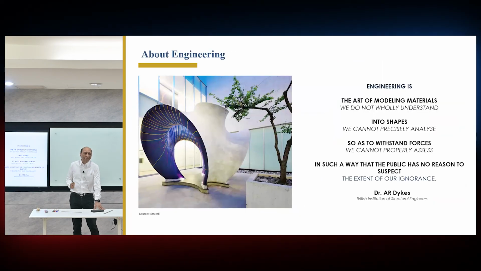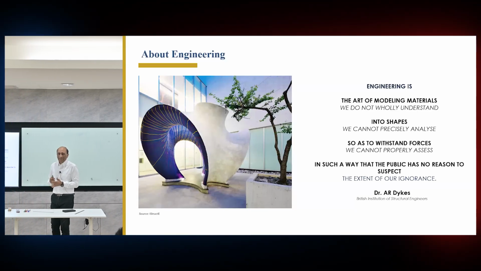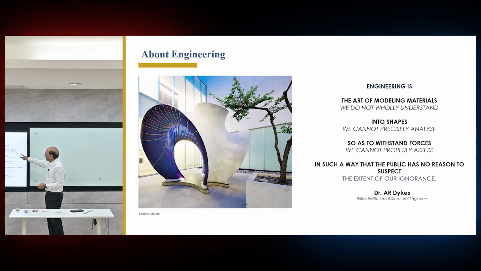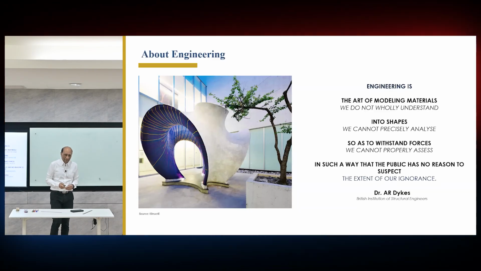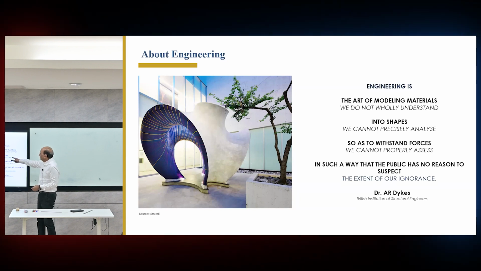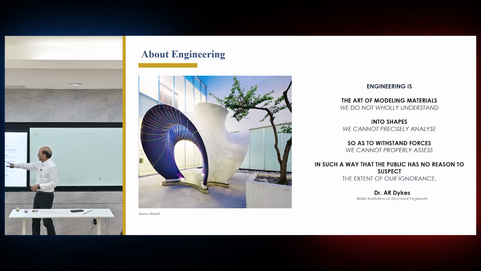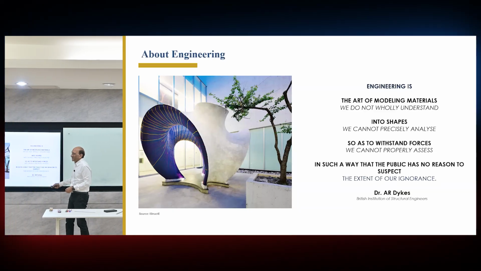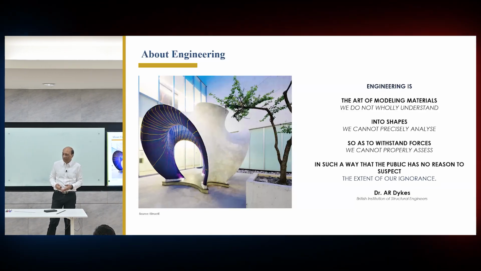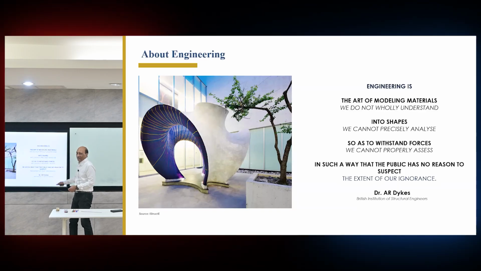Okay, these are very important statements made by two people, and please absorb them deeply because these are the people who are involved in this. So he said, engineering is the art of modeling materials we do not wholly understand. I told you, right? We don't know the material actually. It's an art of modeling them, approximating them, into shapes we cannot precisely analyze. Complex, we convert them back to models, so as to withstand forces we cannot precisely assess. We don't know the earthquake, and we make a lot of assumptions and simplifications in such a way that the public has no reason to suspect the extent of our ignorance.